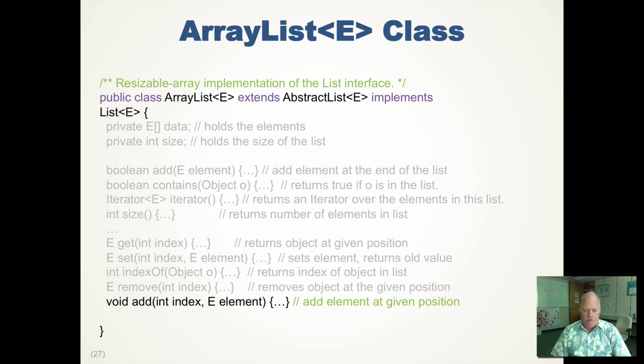Add, similarly, we need to create space in the array at index, so we need to shift all the items from index to size, 1 greater index, and then we can insert the element at index. So that's a big O of n operation.